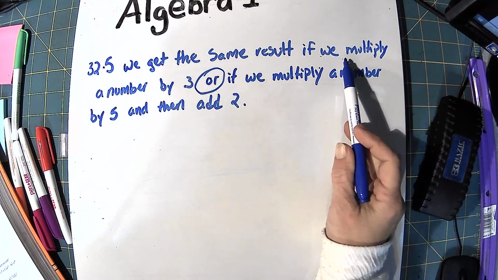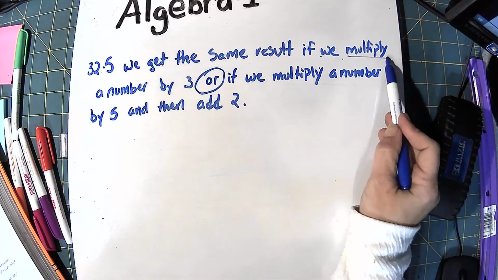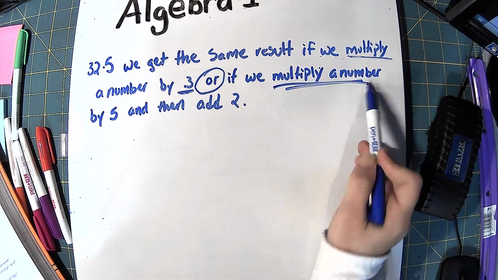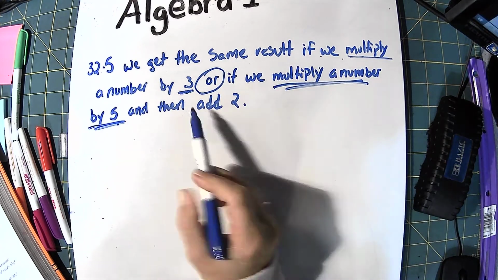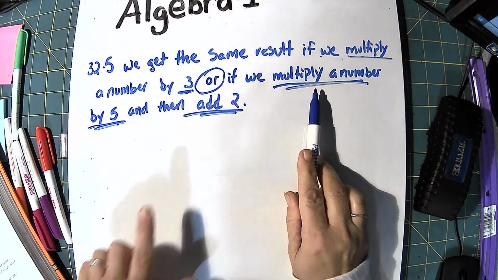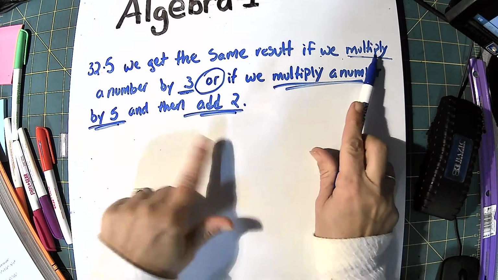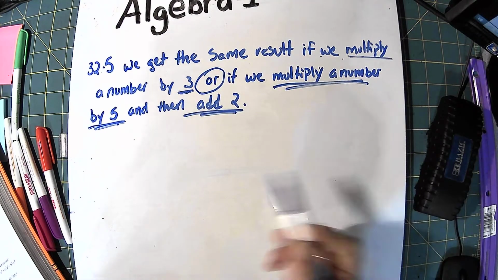All right, so we're going to multiply a number by 3. Or if we multiply the number by 5, and then add 2. So it's going to be the same result if we do these two things, multiply by 5 and add 2, or if we multiply by 3. All right. So we're going to write this out.